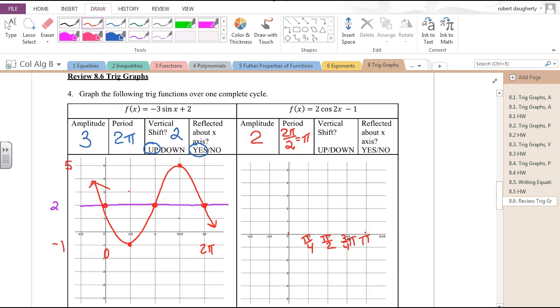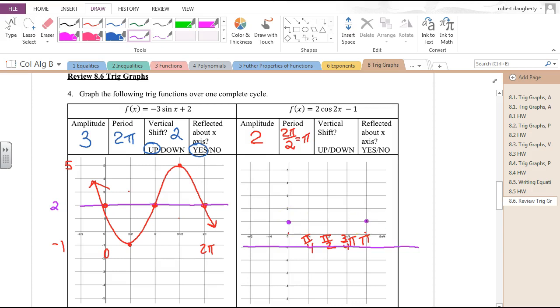And if we look at it, the shift of -1. So if I draw a line at -1 right here, that's where I'm going to do my graph. Now normally the cosine starts at 1, but I multiply by 2, so mine's going to start 2 away from that line, and then it's going to end at the same spot.